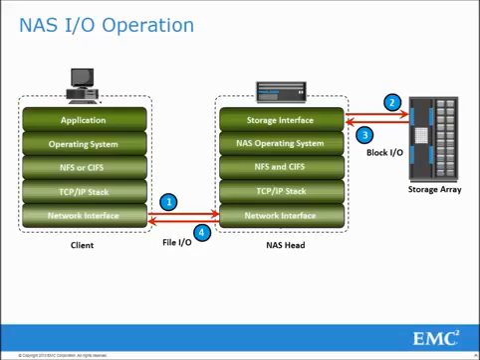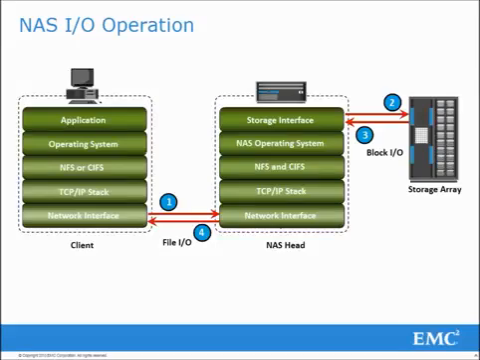NAS I/O operation. File I/O is a high-level request that specifies the file to be accessed. For example, a client may request a file by specifying its name, location, and other attributes. The NAS operating system keeps track of the location of files in the disk volume and converts client file I/O into block-level I/O to retrieve data.